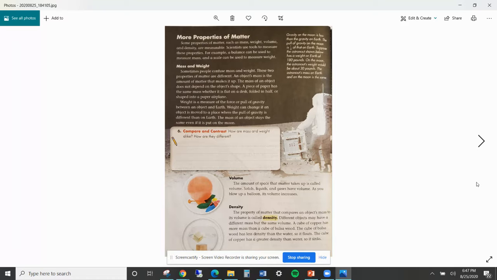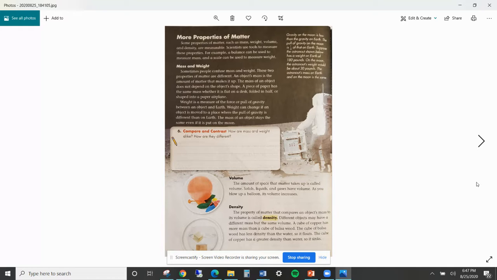Density. The property of matter that compares an object's mass to its volume is called density. Different objects may have a different mass but the same volume. A cube of copper has more mass than a cube of balsa wood. The cube of balsa wood has less density than water, so it floats. The cube of copper has greater density than water, so it sinks. We're going to go over that a little bit more later in this lesson.